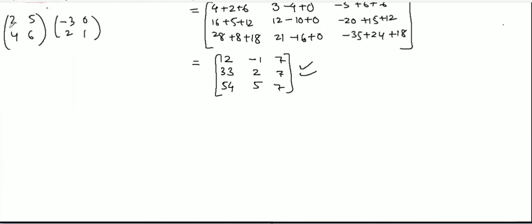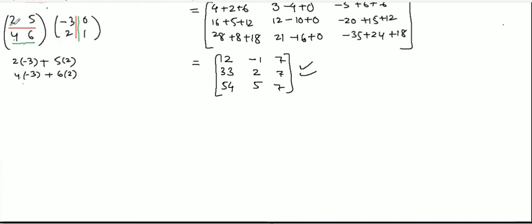Take the first row and multiply it by the first column of the second matrix. So 2 multiplied by minus 3 plus, same rule, 5 multiplied by 2. Then I'm going to take the second row and the same first column, and write it down in the second row of the resulting matrix. So 4 multiplied by minus 3 plus 6 multiplied by 2. This is a 2 row matrix, so in the result matrix we will get 2 rows.